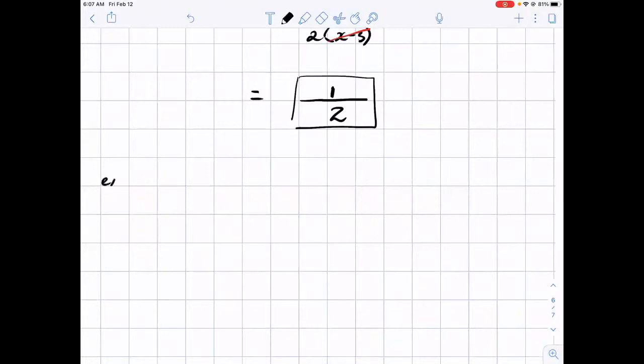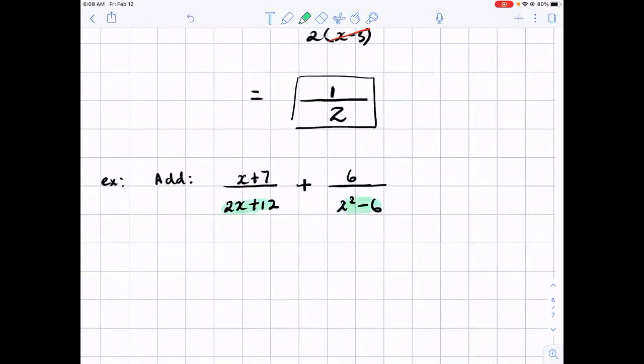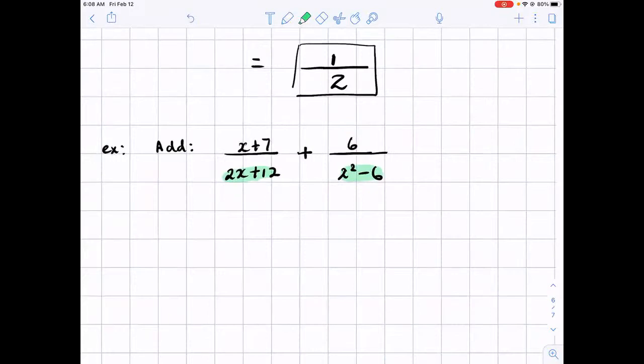Let's look at another example. If we have, add x plus 7 over 2x plus 12 plus 6 over x squared minus 6. So notice denominators are different, okay? Different denominators.